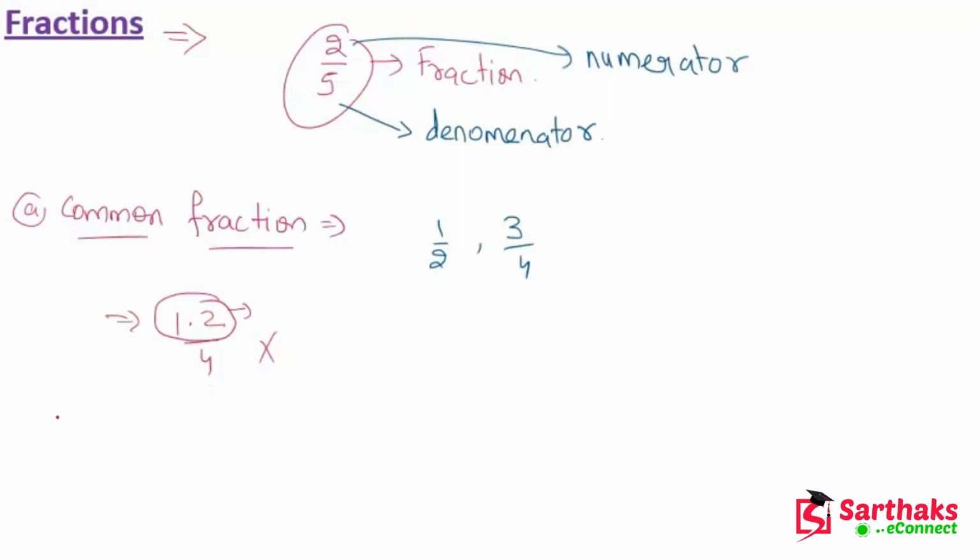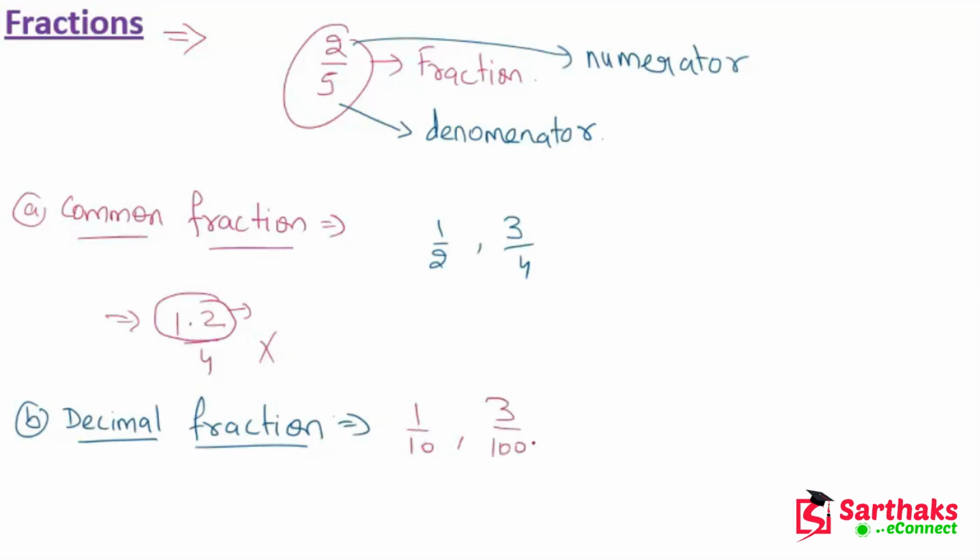The second type is decimal fraction. What is a decimal fraction? Decimal fractions are those fractions whose denominator is 10 or any power of 10. For example, 1 upon 10, 3 upon 100. They are decimal fractions. I hope you understand what a decimal fraction is. Now let's move on.